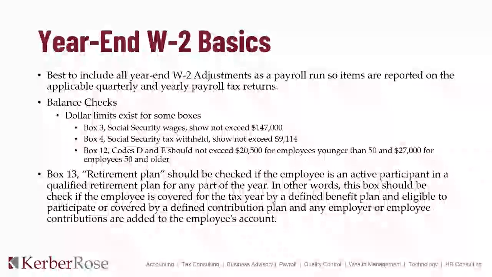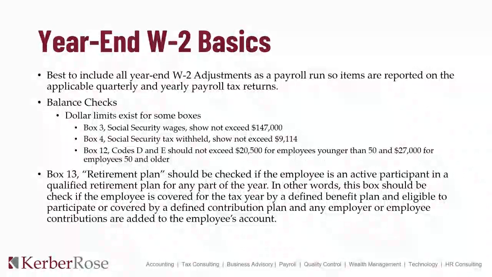Here are some dollar checks or balance checks. They're basically limits on the W-2. Box 3, Social Security wages for 2022, should not exceed $147,000. Because there's a Social Security wage cap, the tax withheld should also be capped, and that's $9,114. Box 12, codes D and E, those are both related to retirement plans, should not exceed $20,500 for employees younger than 50 and $27,000 for employees 50 and older.